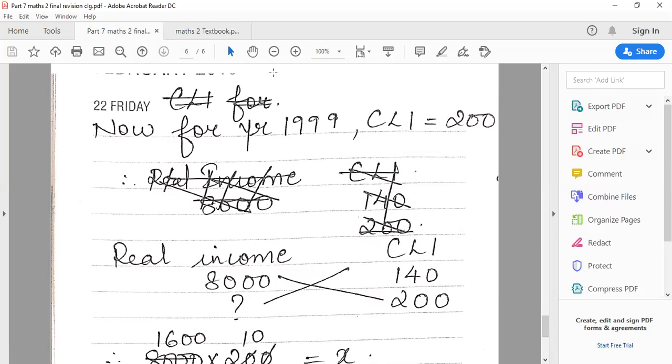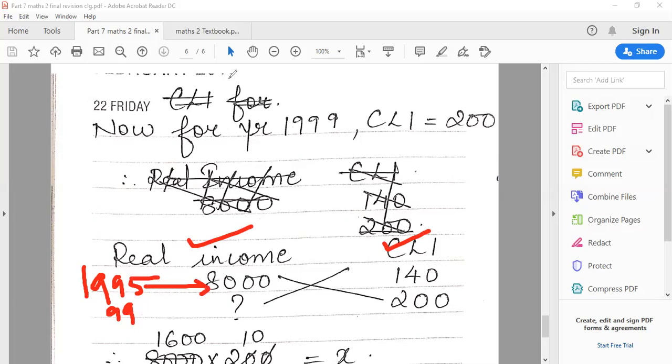Now in order to calculate the real income of current year, there's a formula which you have to follow. We are preparing a cross multiplication table which you have to keep in mind. So as you can see, I'll write the 2 years over here. One is 1995 and the other is 1999. So for that, you'll prepare 2 columns. Number 1, real income. Number 2, CLI.